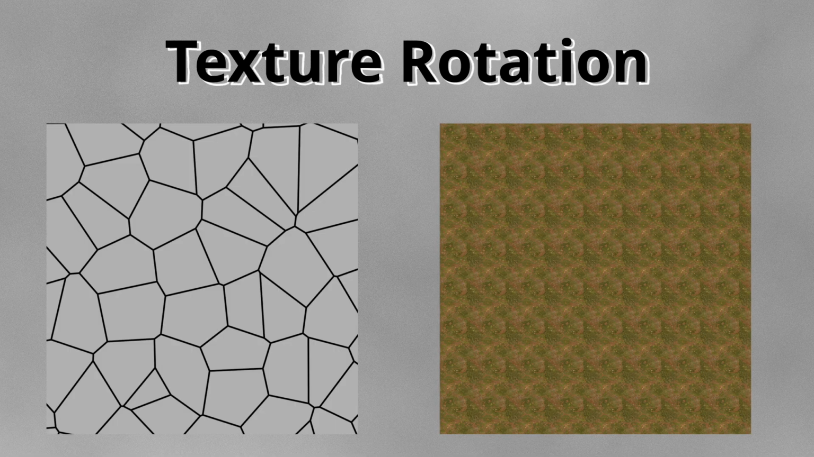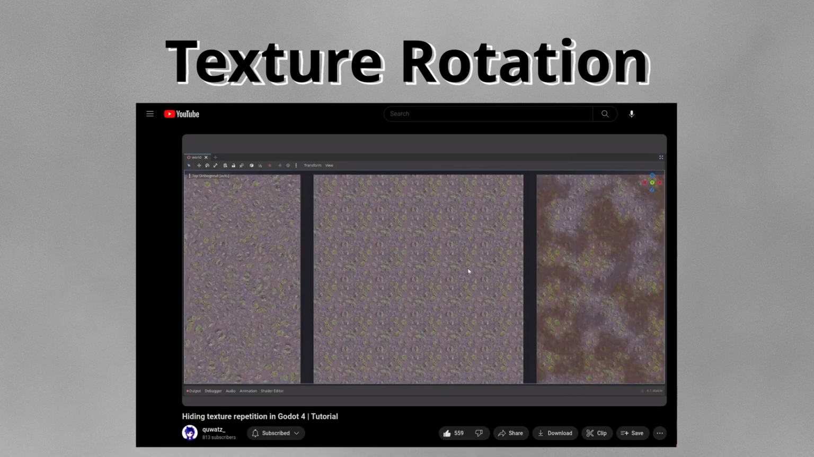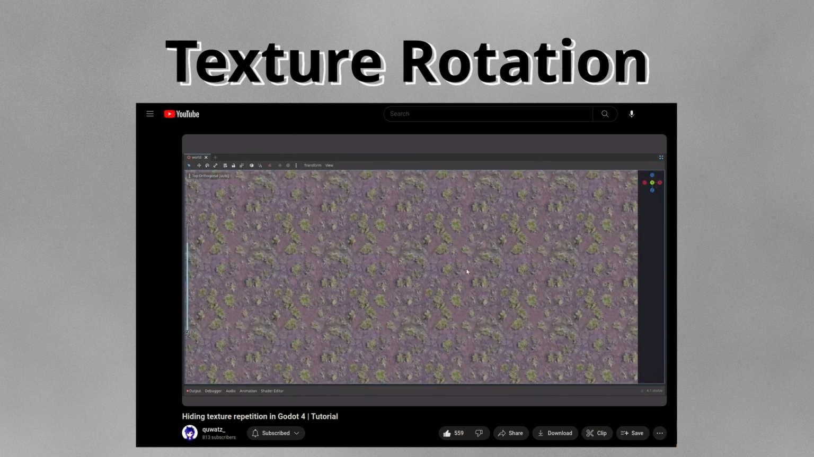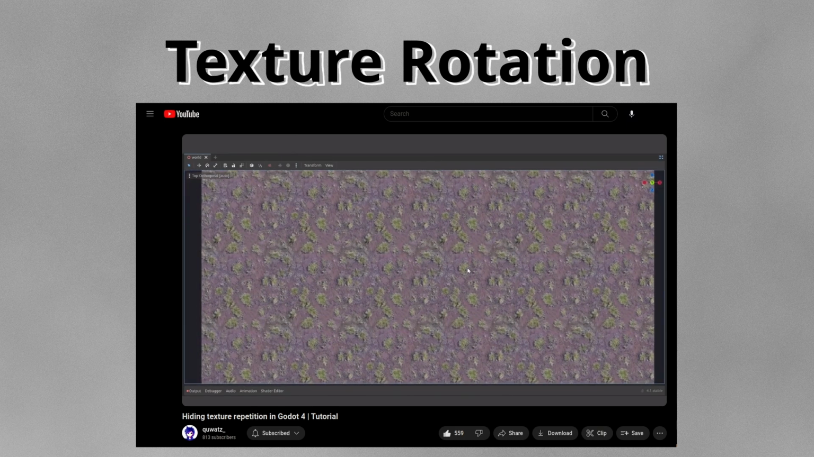Next method is texture rotation. In this method, you just divide your terrain based on a noise texture and then you rotate each section randomly. I don't know if I can spell his name well or not. Quad's YouTube channel explained this method very well. I put a link to his video in the video description. Now let's go to the next method.